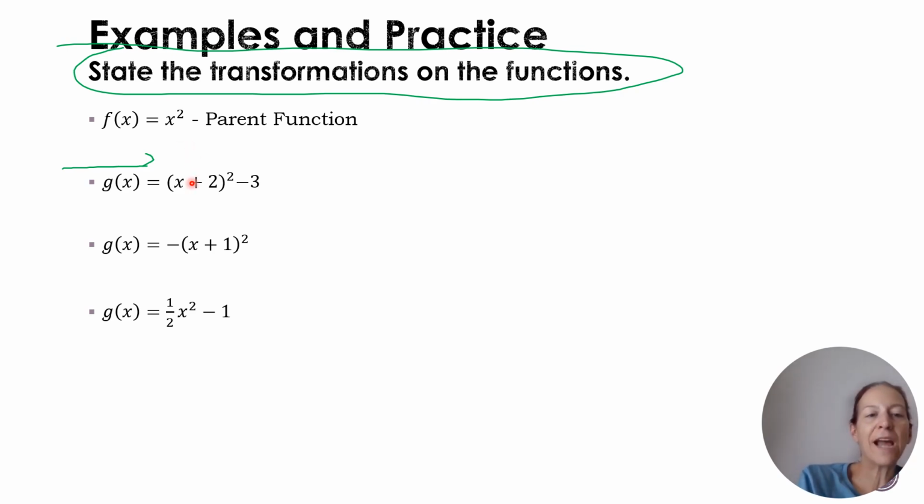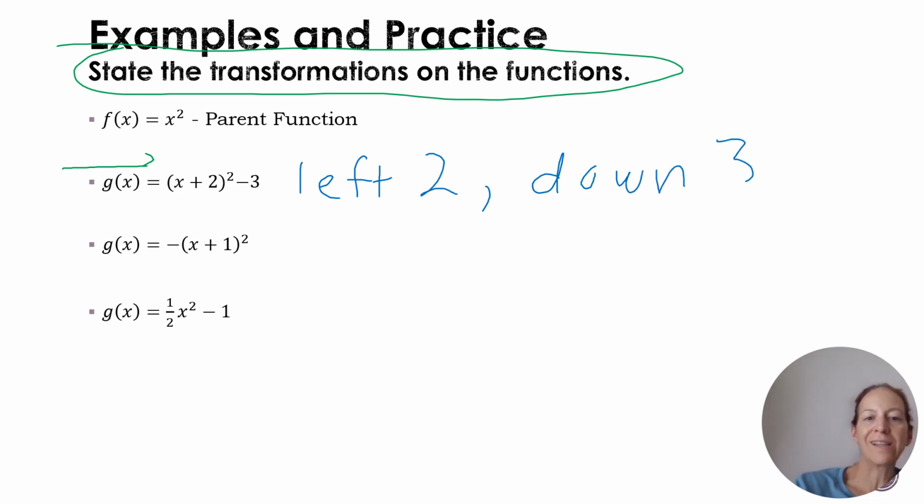But inside the parentheses, I am adding 2. And we know that adding 2 will send it to the left 2 units. I also see that outside, I am subtracting 3, and that will send it down 3 units. That is all you're supposed to do.